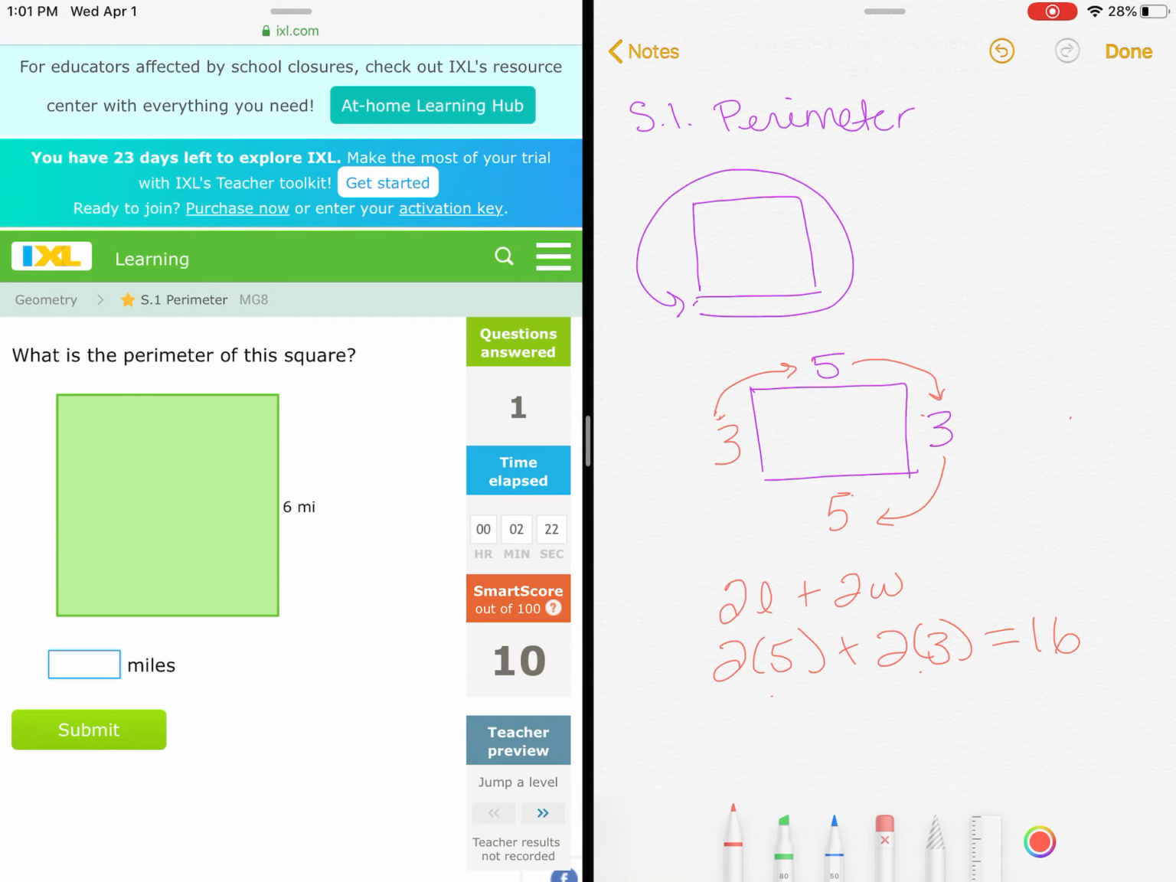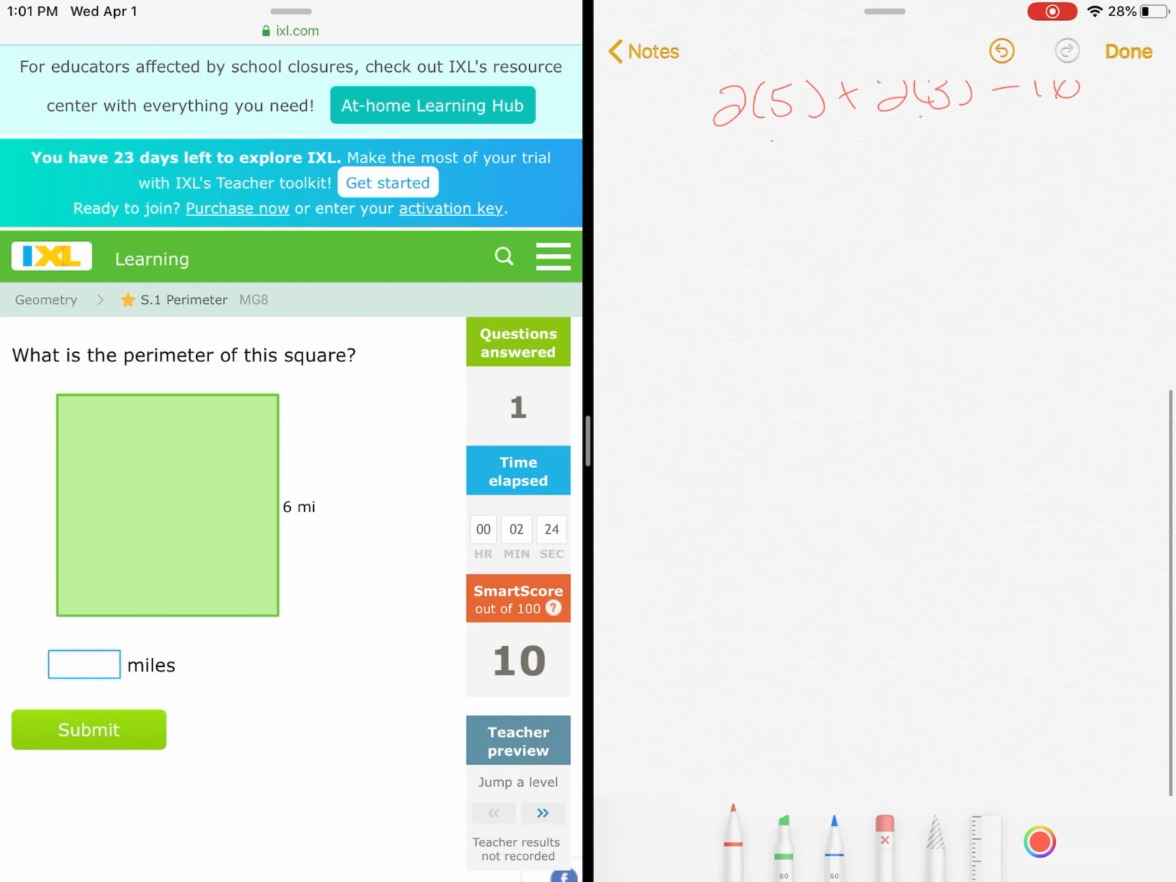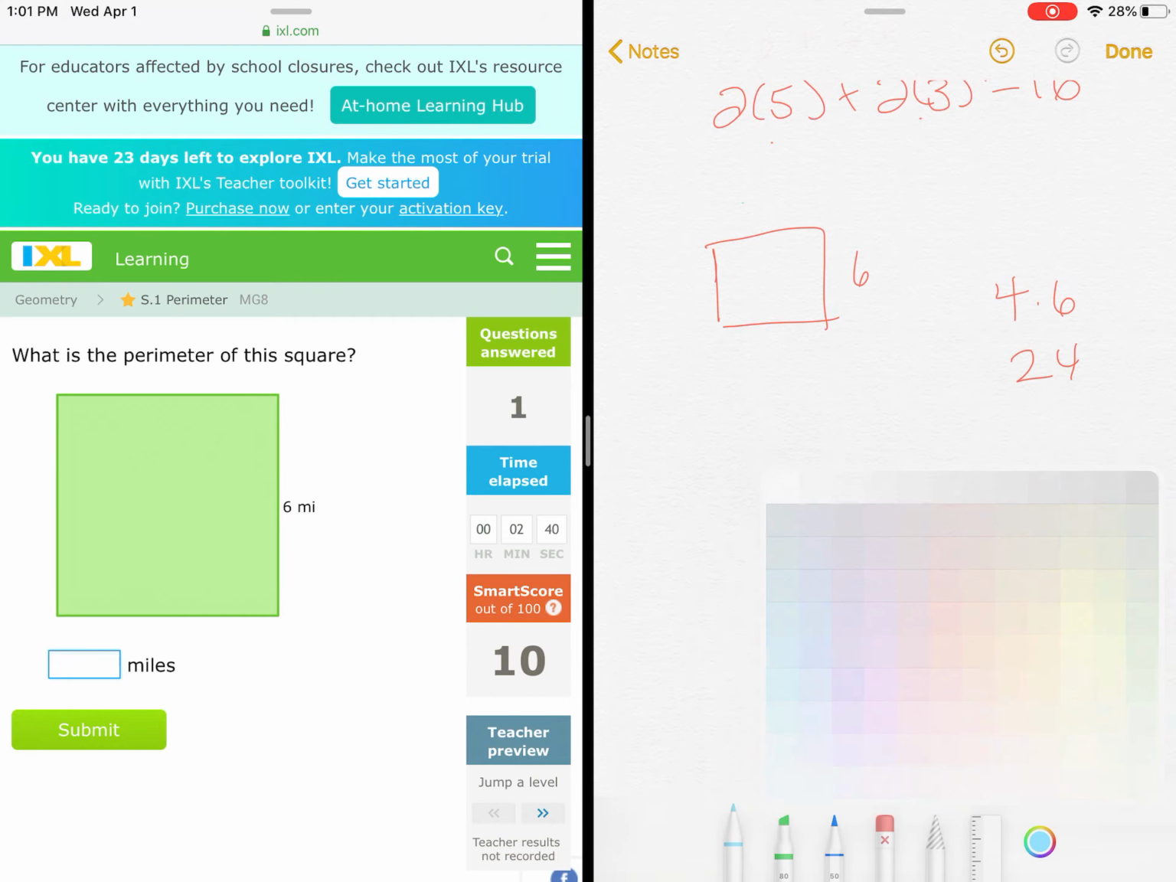All right. A square, what's unique about a square is all sides are equal, and so we can multiply that by 4. So that's 4 times 6, which is 24. That's because each of the side lengths is 6. It's a square.